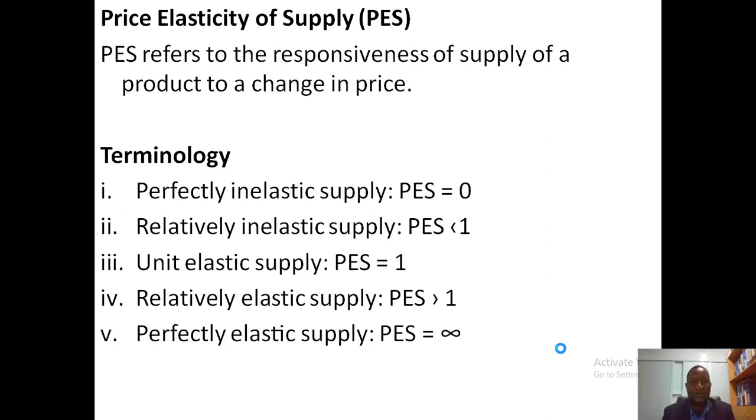Price elasticity of supply refers to the responsiveness of supply or quantities supplied to changes in prices. So also for supply, we've got perfectly inelastic supply. That's when the PES, price elasticity of supply, equals 0. Relatively inelastic supply, price elasticity of supply is less than 1. Unit elastic supply, price elasticity of supply equals 1. Relatively elastic supply, price elasticity of supply is greater than 1. And perfectly elastic supply, price elasticity of supply equals infinity.